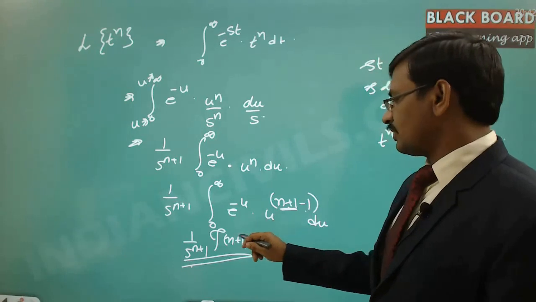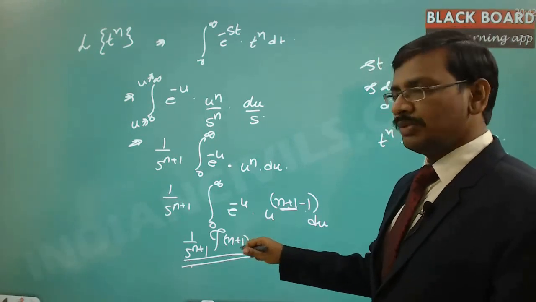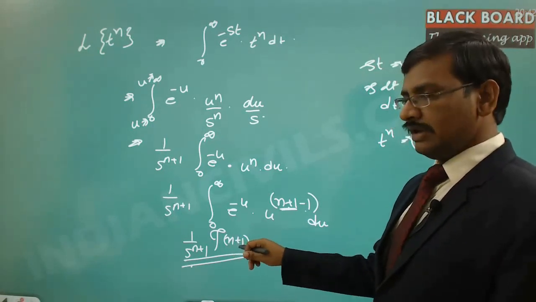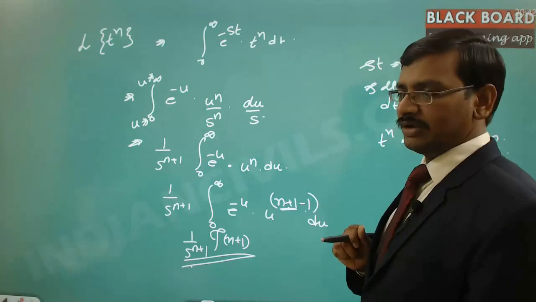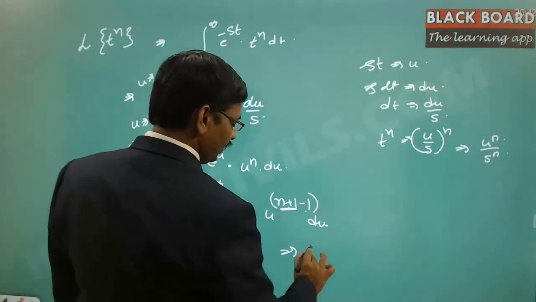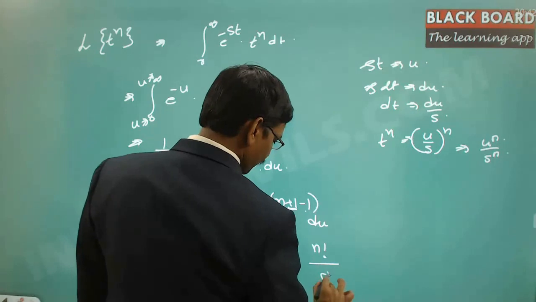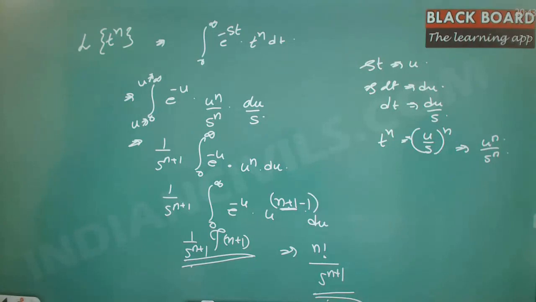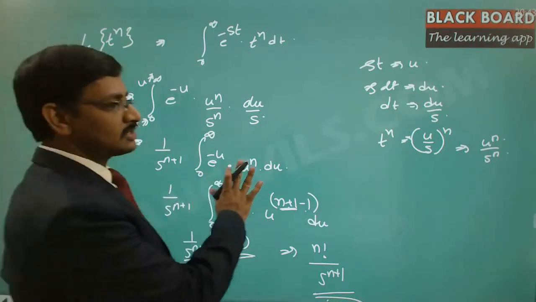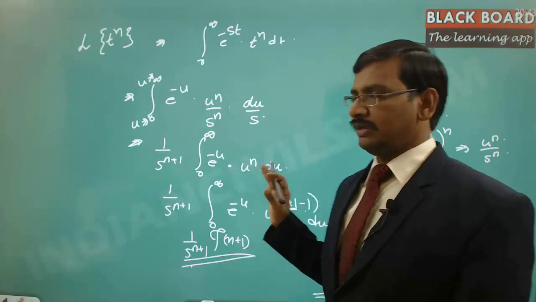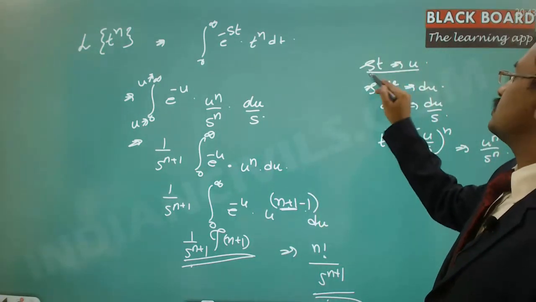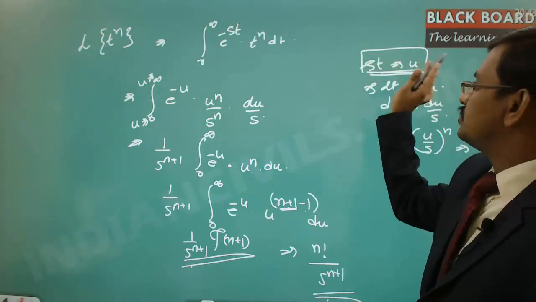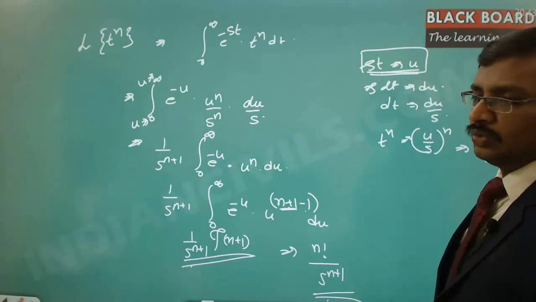If n is an integer value, gamma of n plus 1 is nothing but n factorial. That's exactly the reason why we replace it with n factorial divided by s power n plus 1, as long as n is an integer value. Got it? You are asking me to explain the limits. There is no confusion here. See this? Here st is equal to u. I just replaced it, and based on this replacement, we have to change the limits of t corresponding to u.